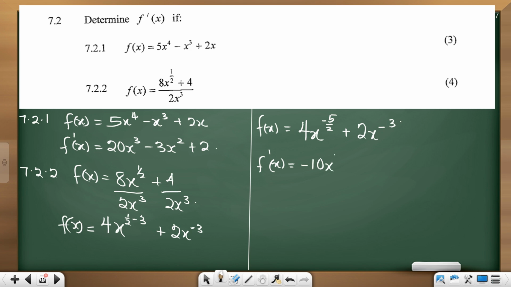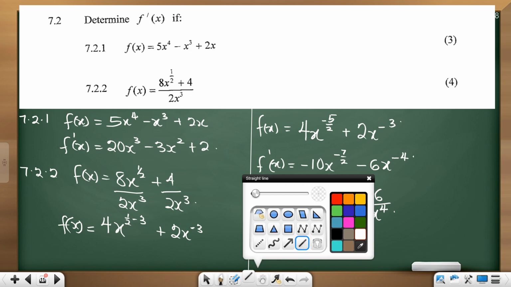Then we subtract 1 from there. Negative 7 over 2. Is that fine? Minus 3 times 2 will give us negative 6. You're done. You don't need to change it back if they don't require. But if they require, you can just bring it back. Negative 10, if they require it, 7 over 2 minus 6 over x to the power 4. It's not necessary, you are allowed to stop there.